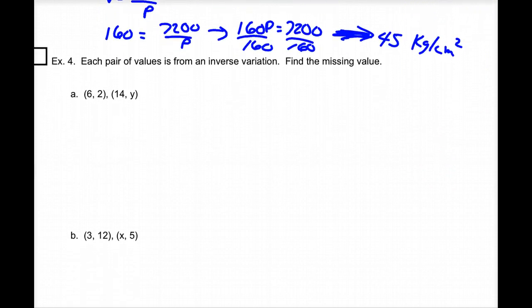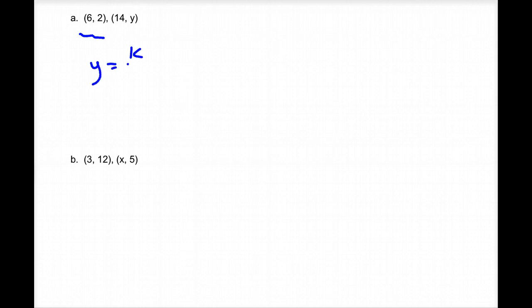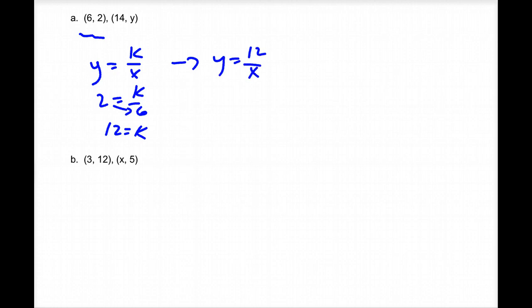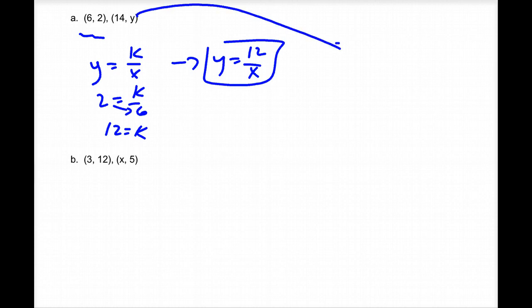Okay, some straightforward problems out of the book. They give you a set of coordinates. So here I got 6, 2. That tells me that y equals k over x, so it would be 2 equals k over 6. And again, I would just assume you know that 6 times 2 is 12. You should be able to get that k is 12 by knowing that x times y is what k is. So we got y equals 12 over x. That would be an equation for this scenario. Then I plug in the 14. And I get y equals 6 over 7.